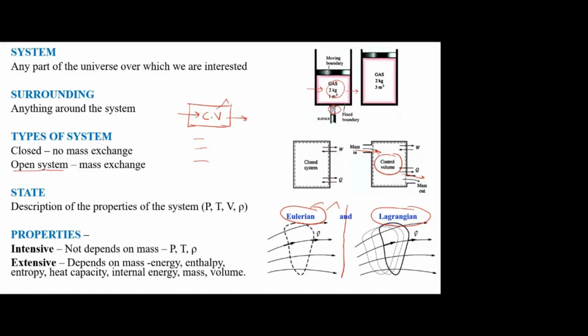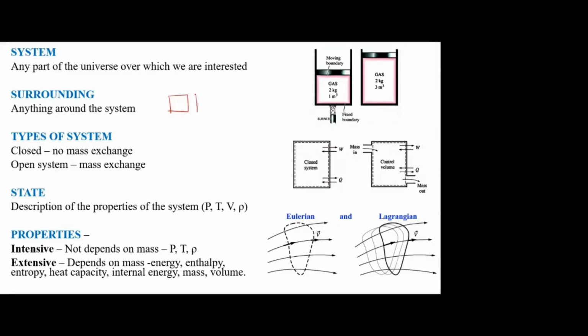Then state just explains the property of the system. What is the pressure, temperature, density of the system? That is called state. Then there are two types of properties, which you already studied: intensive and extensive. An example of intensive is the pressure.